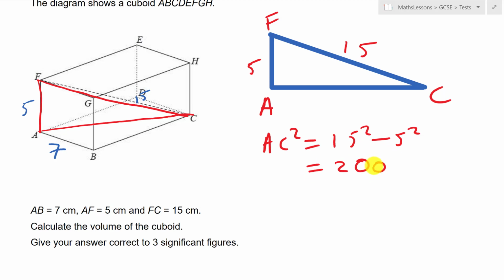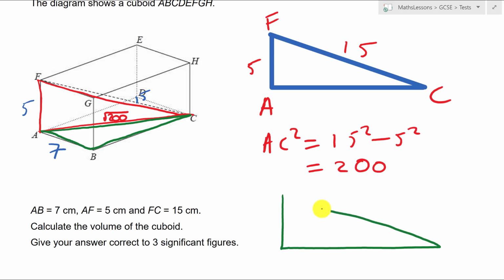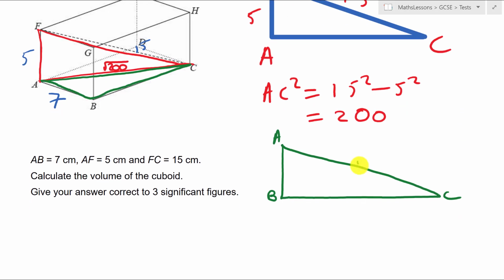Now I'm not going to bother square rooting that, because I know this is equal to the square root of 200, but I'm going to have to square it again when I try and work out BC, because I now need to look at this triangle ACB. So let's just draw that triangle in there. So there's ABC. I know that this side is square root of 200, and I know that this side is 7.